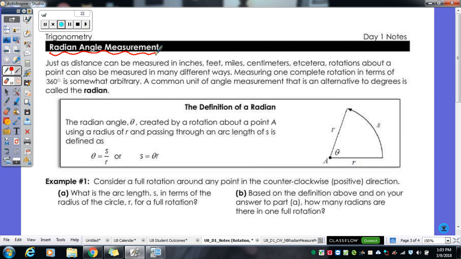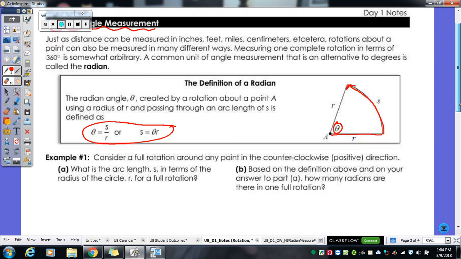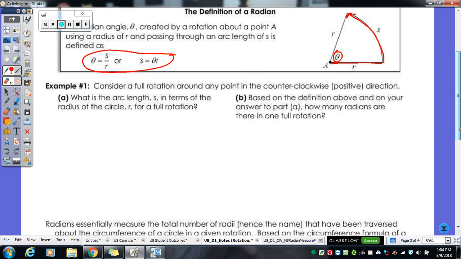The radian angle, theta, created by a rotation about a point A using the radius passing through an intercepted arc, gives us this formula, S equals theta R, or theta equals S over R. Does that look familiar? You did a little bit with it last year. So let's see where this all comes about from.